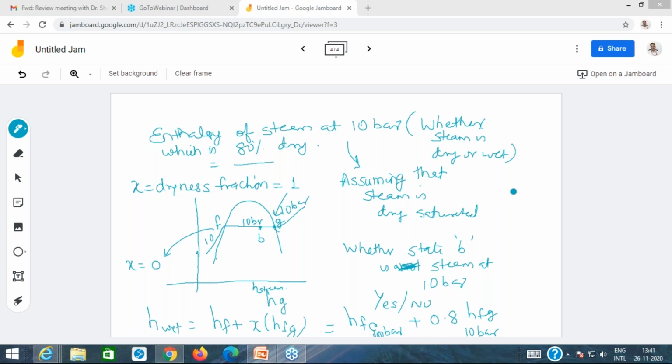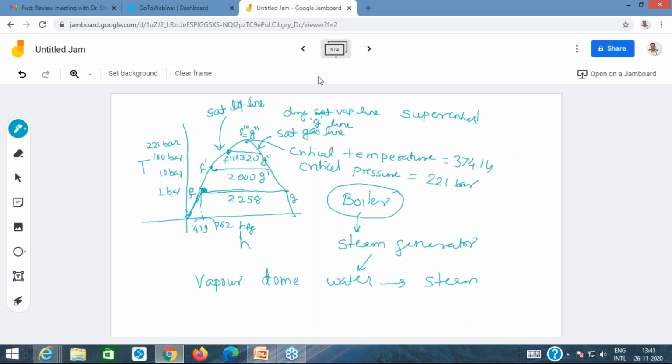Sharwari is giving some answers. So tell me, what is the value of HF at 10 bar? We had already found out that value, no? HF at 10 bar, we have that number. It is 762. And HFG is how much?